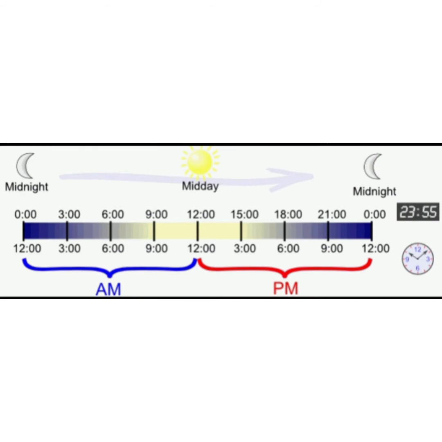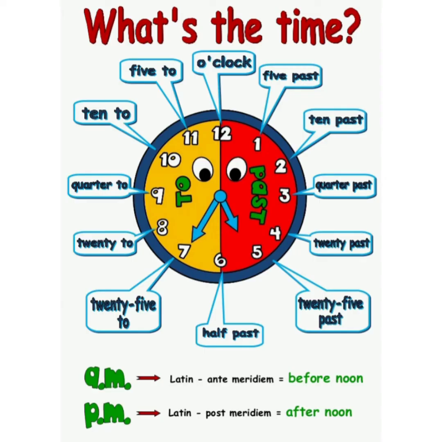AM means before midday and PM, post meridian, means after midday. So, when we mention time, we need to write AM or PM, whether the time is before or after midday. For example, we write 7:30 AM to denote early morning and 4:45 PM to denote evening.